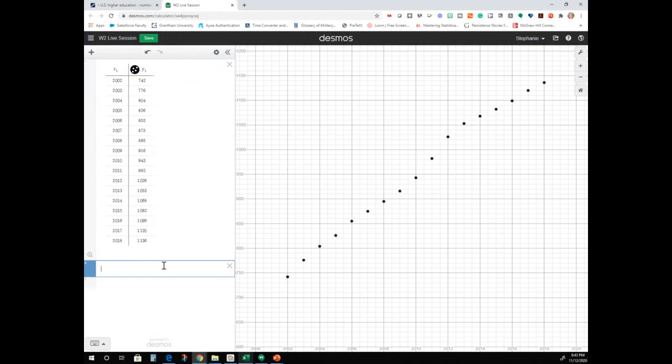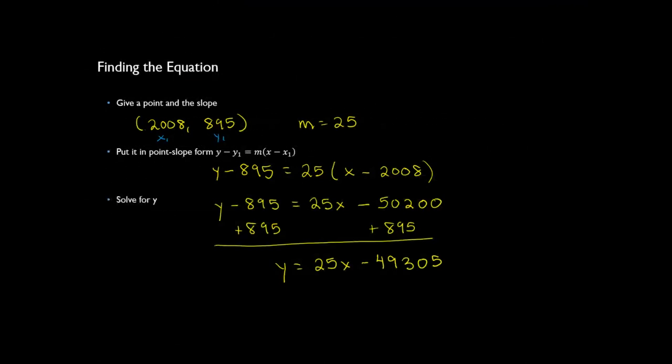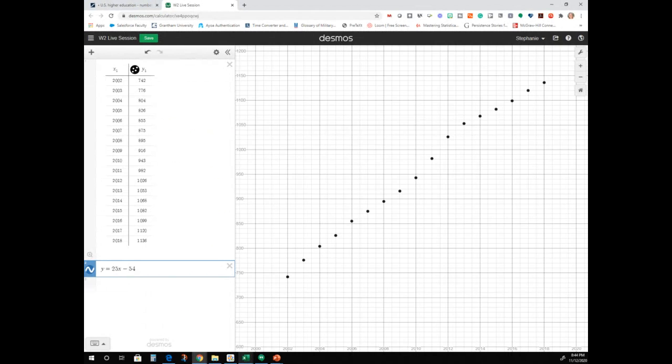First, what I'm going to do is put in my equation for a line. y equals 25x minus 49,305. So that's the line that I basically drew, my eyeballed line. Now I'm going to do the linear regression line. Hopefully I remember how to do this correctly.